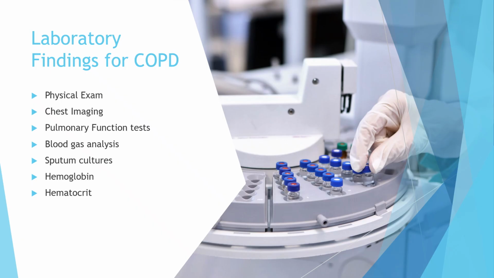How they do that is spirometry is performed before and after administering a bronchodilator. A ratio of the forced expiratory volume in 1 second is compared to the forced vital capacity. And if it's less than 0.7, that confirms COPD. You might do blood gas analysis, sputum cultures. Of course, hemoglobin and hematocrit can never hurt with these patients as well.